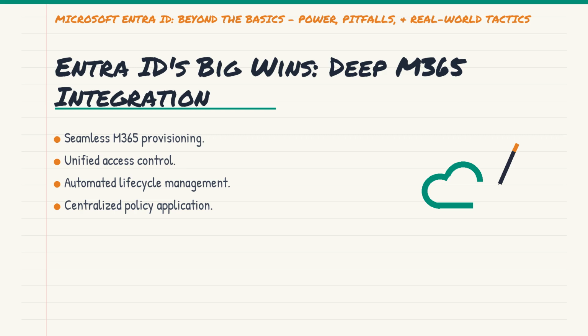Entra ID is the identity layer for everything in Microsoft 365. This means user provisioning, deprovisioning, group management, and applying security policies across Exchange, SharePoint, Teams, OneDrive, and all the other services often happens automatically or with minimal configuration. This tight coupling dramatically simplifies administration and ensures consistency.